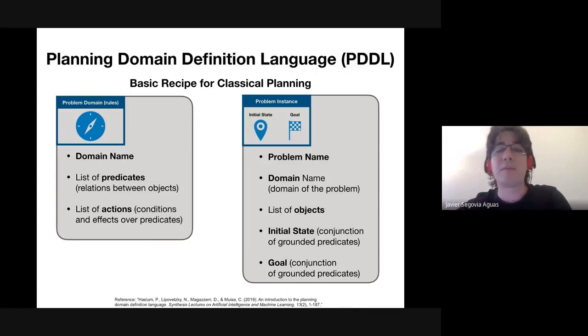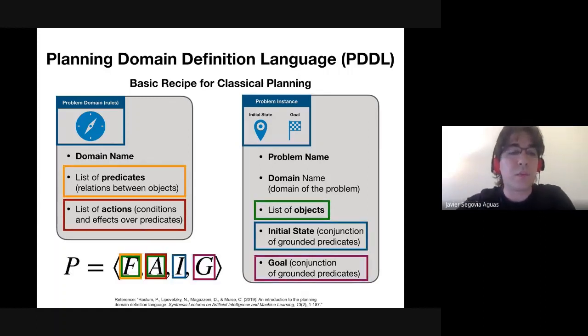And then we have a problem instance, which is a specific problem for that domain, which consists of a problem name, a domain name, which is the domain of the problem, or the list of actions that can be applied in this problem, the list of specific objects that we are going to relate, the initial state, which is the conjunction of grounded predicates, and the goal, that is the conjunction of grounded predicates.